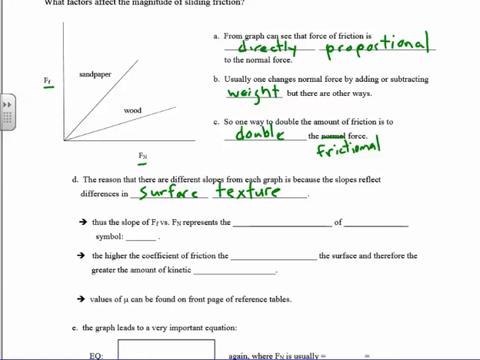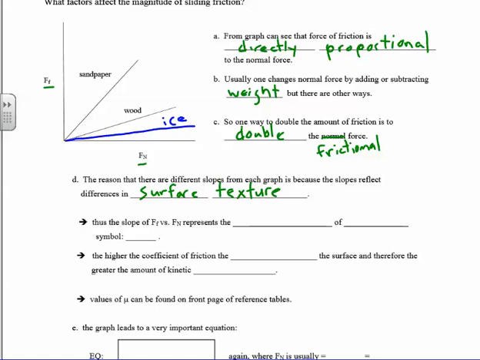If we were to change it to, let's say, wax or ice, then we would see that the friction grows very, very slowly with weight. So we don't expect different surfaces to have the exact same lines. We expect them to be lines, but with different slopes. So the slope tells us something about the surface texture.